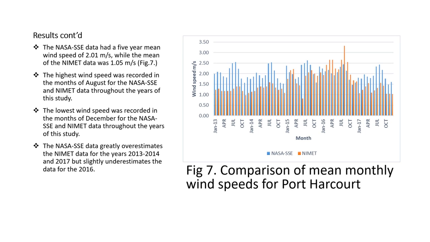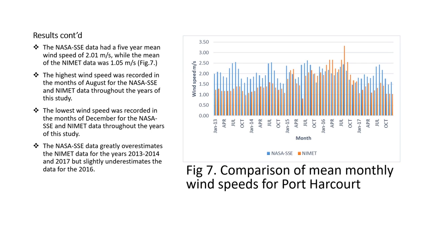Figure 7 shows the comparison of mean monthly wind speed for Port Harcourt. The NASA-SSE data had a 5-year mean wind speed of 2.01 meters per second, while the mean of the NIMET data was 1.05 meters per second.